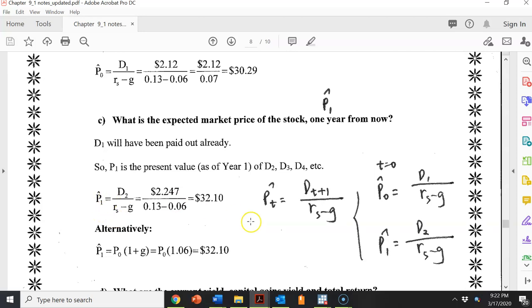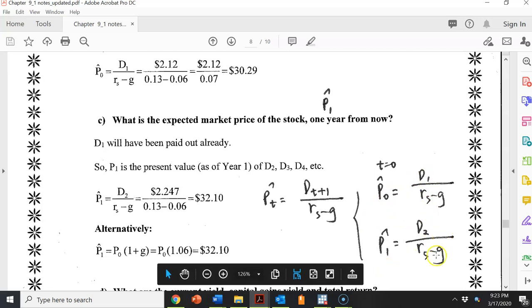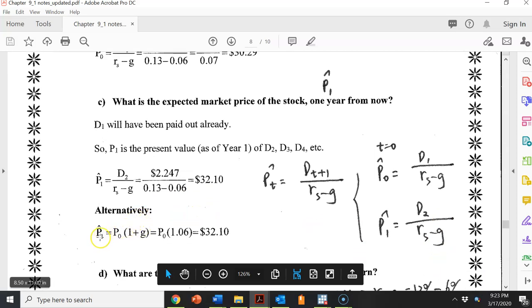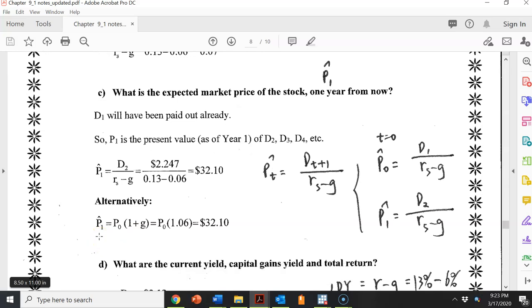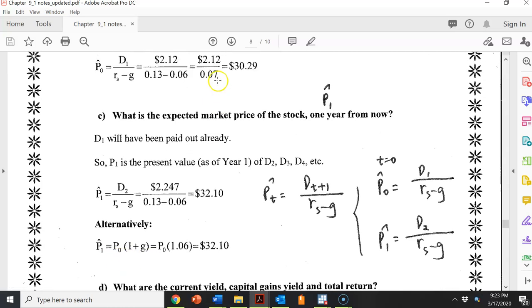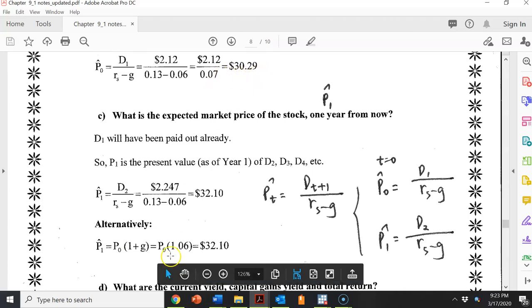Okay, remember any PT is DT plus 1 over RS minus G. That's why for P0, it's D1 over RS minus G. Okay, an alternative method is to use our conclusion that price grows at the rate of G. So our P1 equals P0 multiplied by 1 plus G. We can use P0, 30.29 here, we solved for, multiplied by 1 plus 6%. So we have 32.1 as P1.